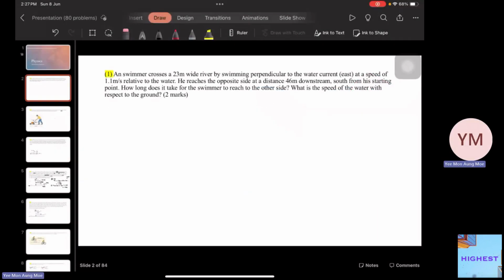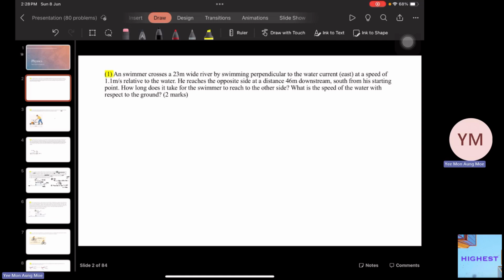Okay, let us start our number one question. For number one, we have to know the very simple equations: speed equals distance over time, and velocity equals displacement over time. As we know, speed is a scalar and velocity is a vector. So for this question, we have to use the distance and the distance only.